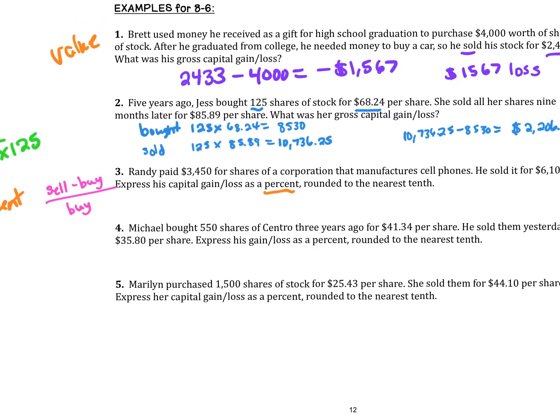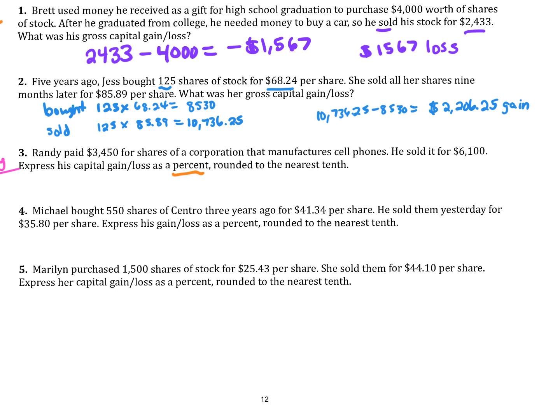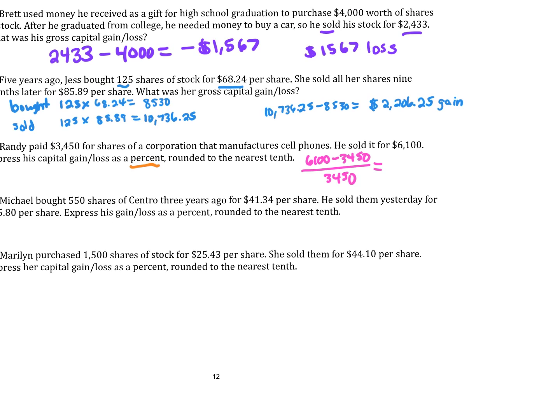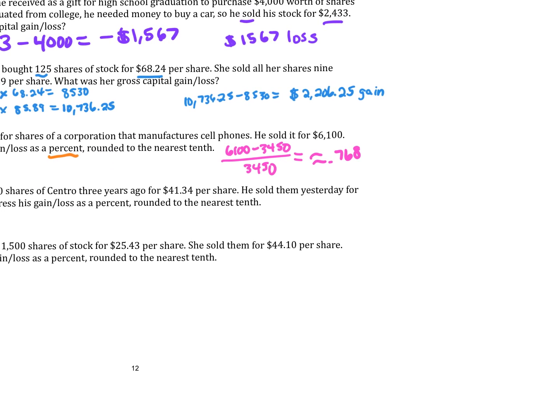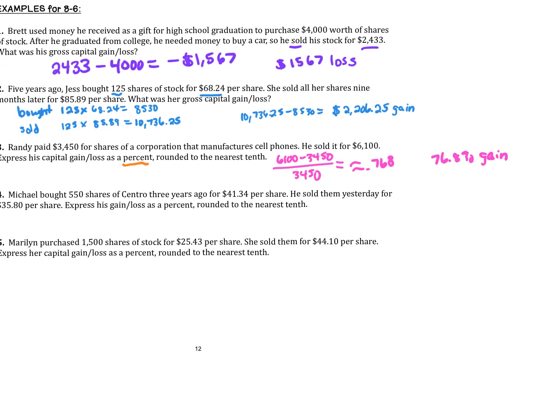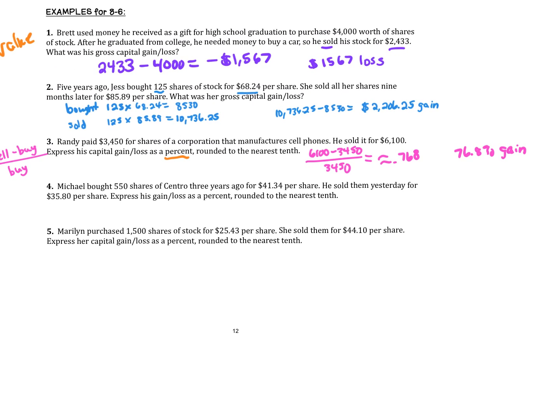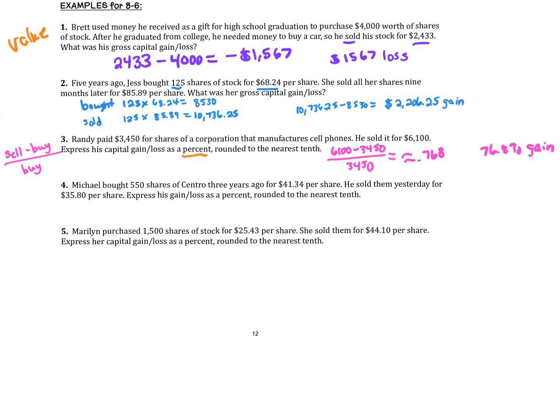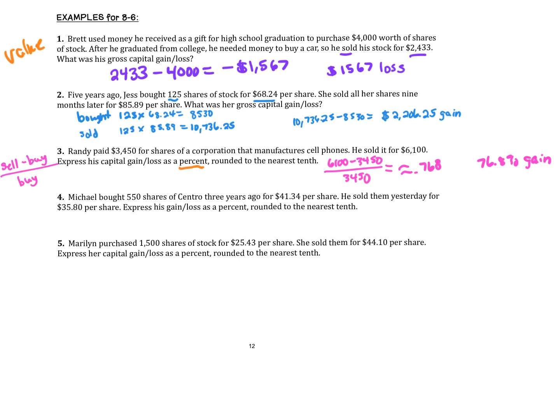Okay, so what was that? Let's see, 61.00 minus the 34.50, all over the 34.50. And so you get that that is about 0.768. So that is a 76.8% gain. Okay.